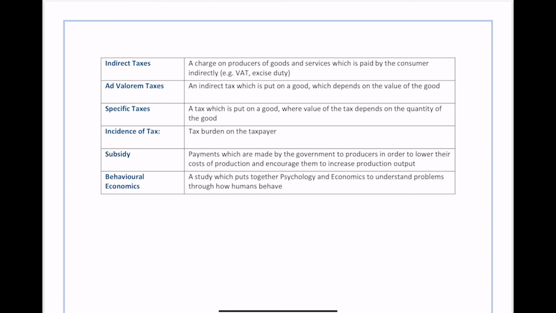And finally, behavioral economics is a study which puts together psychology, economics, and all of those kinds of subjects to understand problems through how humans behave. So in behavioral economics, we try to understand how a human is going to behave if this thing changes or that changes, because a lot of what happens in economics depends on human behavior. So we need to include elements of psychology to understand human behavior better. But that's basically the entire chapter.